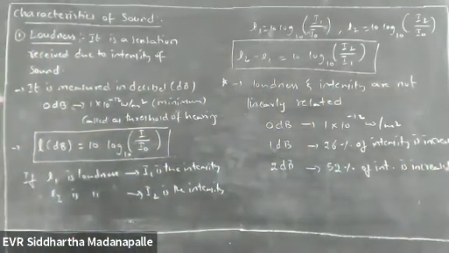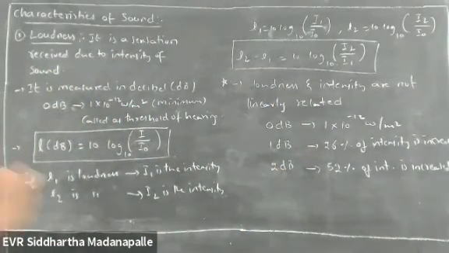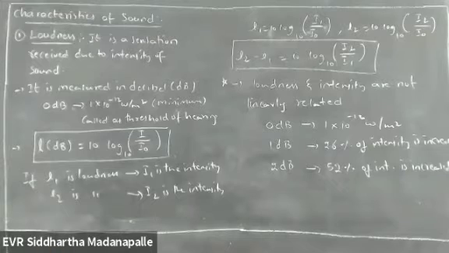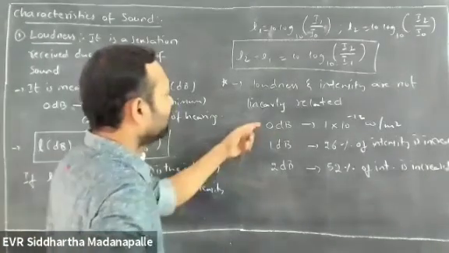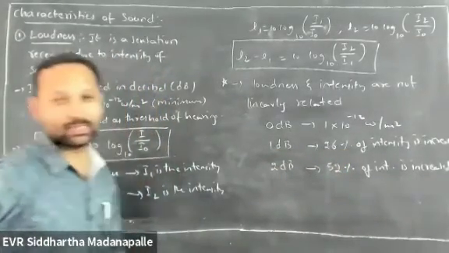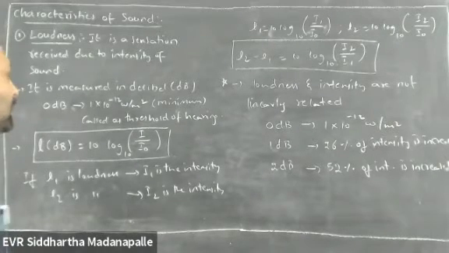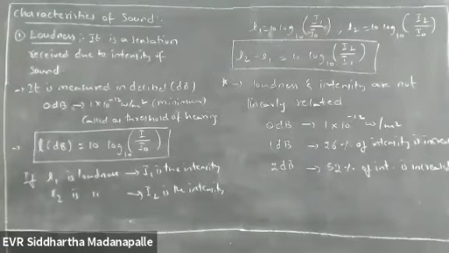So from this we can say that loudness and intensity are not related linearly. Linearly means if intensity increases 1 times, loudness should increase 1 time. If intensity is increased by 2 times, then loudness has to be increased by 2 times. That is the linear relation. But here it is not a linear relation. If I increase by 1 decibel, then the intensity has to be increased by 26% of the initial value. We have already discussed loudness in yesterday's class.